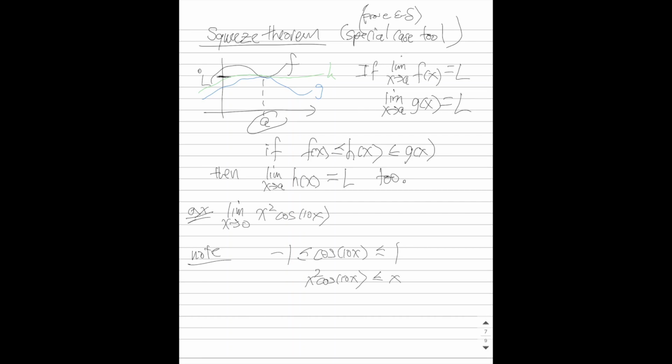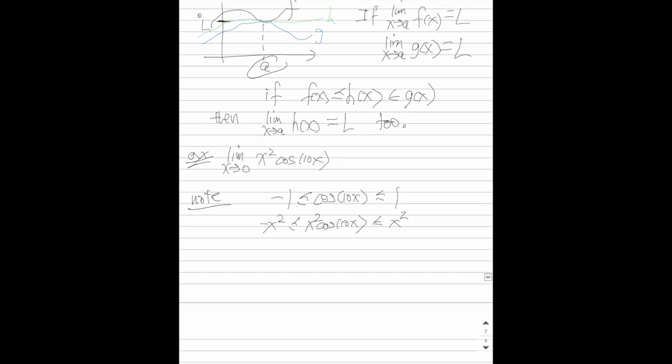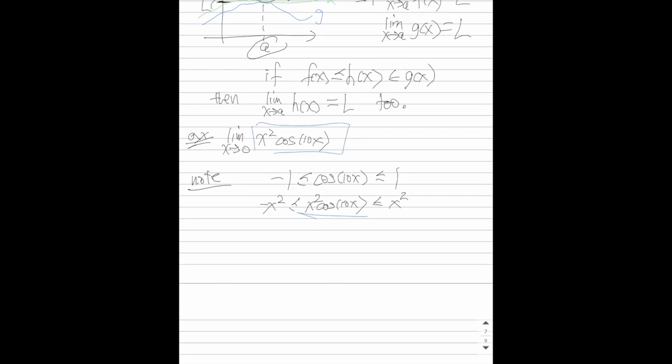So if I wanted to multiply the cosine by something to make this inequality still hold, I'll have to multiply everything in the inequality by that same expression. Now I'm lucky here, x squared is positive, so I don't really have to worry about whether I flip the signs or not. The function in the middle here is exactly the one that I start with in my limit. I have succeeded in trapping my function between two other things.